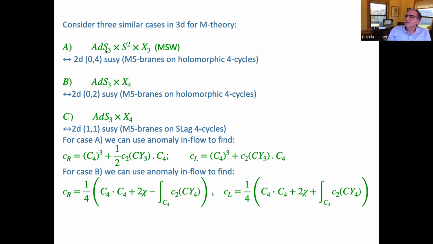The next case is you take AdS times the Calabi-Yau 4-fold, but now wrap an M5 brane around holomorphic 4-cycles of a Calabi-Yau 4-fold. This gives rise to (0,2) supersymmetry in 2D. This is a perfectly fine situation, but it's not the one we are necessarily interested in because it doesn't come from 4D. It's an M theory construction and gives you another conformal theory. The one we are really interested in is case C, which is AdS3 times X4, where the M5 brane is wrapped around special Lagrangian 4-cycles, which gives you a dual to 2D (1,1) supersymmetric theories. But let's first review the easier cases A and B to gain insights, and then we apply it to case C.